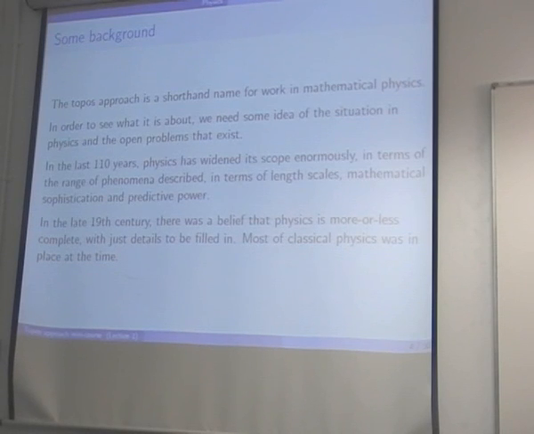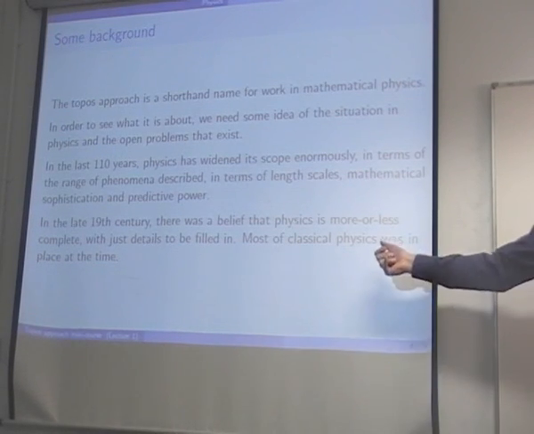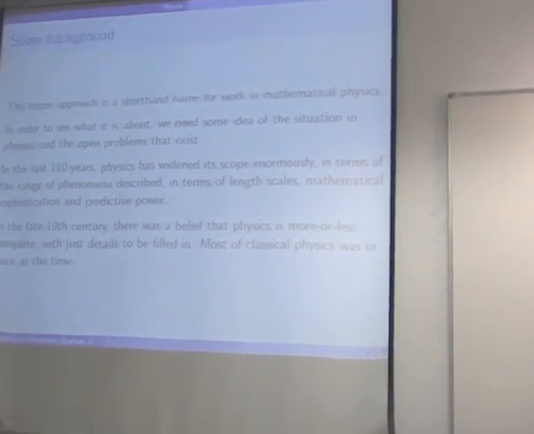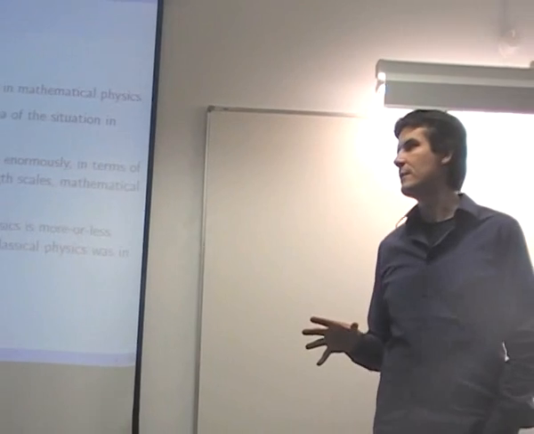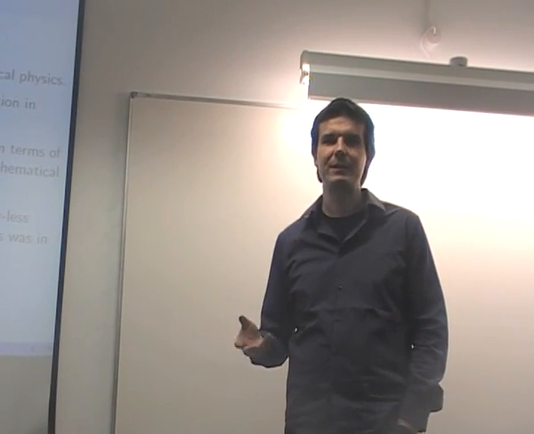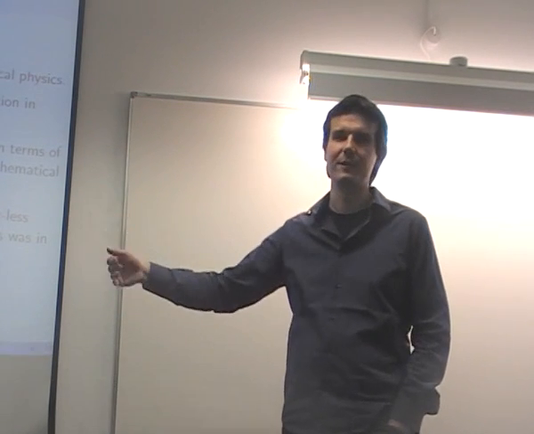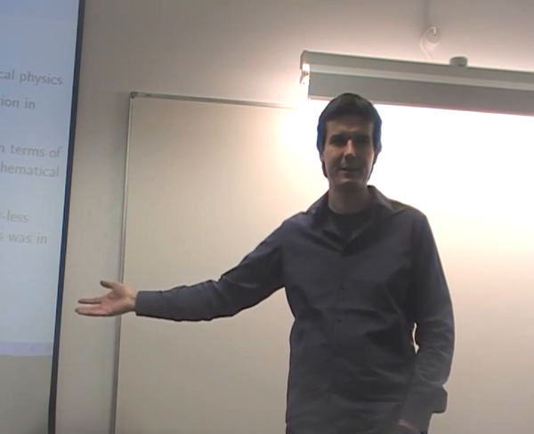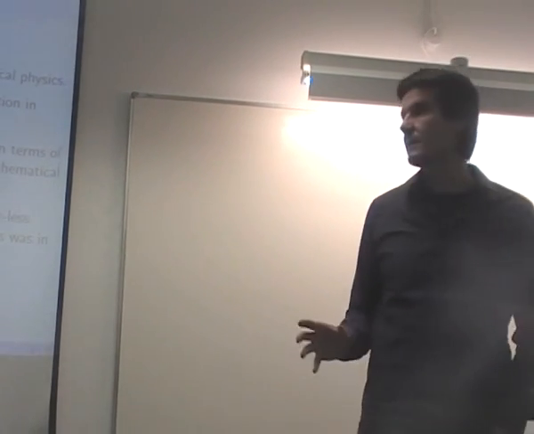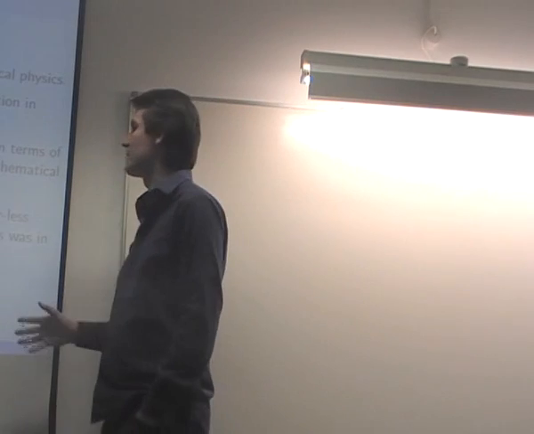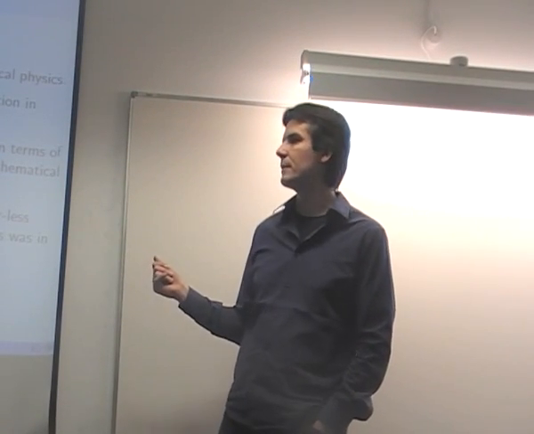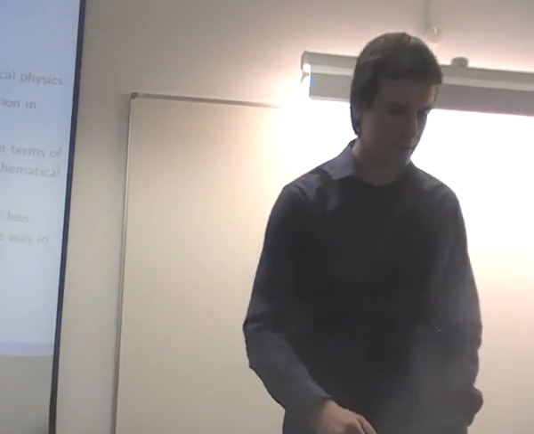And of course also the mathematical sophistication and predictive power has grown a lot. It's quite funny to know that in the 19th century, shortly before this, there was a common belief that physics is more or less complete. And people were actually discouraged from starting to do physics because the belief was that you have to fill in a few more details and that would be it. So how wrong they were. So what was in place in 1900? There was what we call classical physics, or at least most of it. We'll see this, and so I'll say a few things about classical physics.